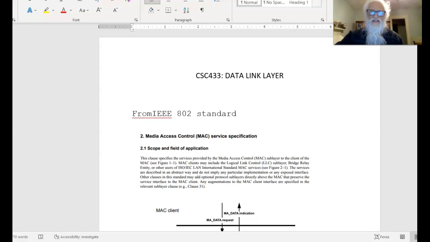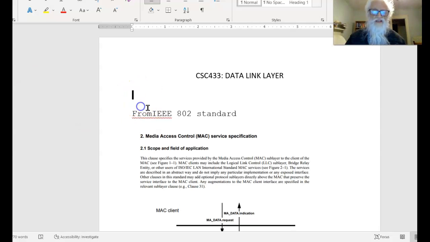Hello, I'd like to finish up the data link layer now. The last video I did on this, we talked about the media access control. The media access control is the part of the data link layer that connects to the physical layer. Above it is the part of the data link layer that connects to the layer above it, which is the internet layer.